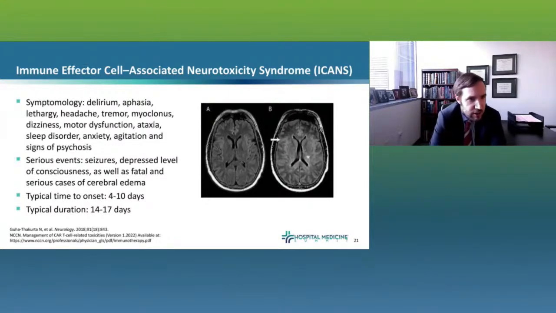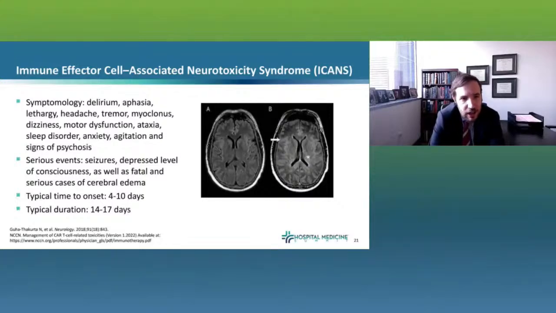Symptoms to see: delirium, aphasia, lethargy, headache, tremor, myoclonus, dizziness, motor dysfunction, ataxia, sleeping disorders, anxiety, agitation, signs of psychosis. Pretty vague symptomatology, covers a lot of ground there. We see that in tons of patients that are in the hospital that are not getting these therapies. But we need to have a very low threshold for concern in these patients.